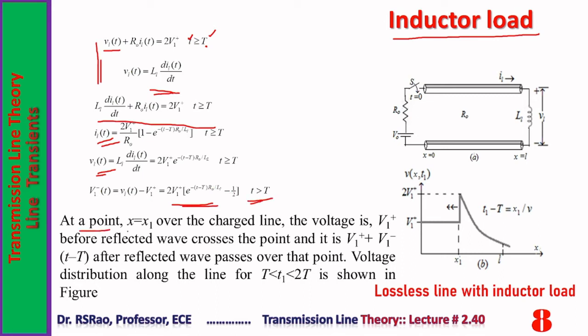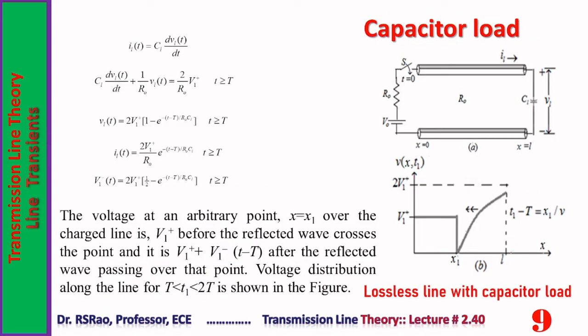At a point x equal to x1 over the charged line, the voltage is V1 plus before the reflected wave crosses the point, and it is V1 plus plus V1 minus (t minus capital T) after the reflected wave passes over that point. Voltage distribution along the line for t1 in between capital T and 2T is shown in the figure. See, this is the step function that is traveling towards the source. This step is falling exponentially towards low values.